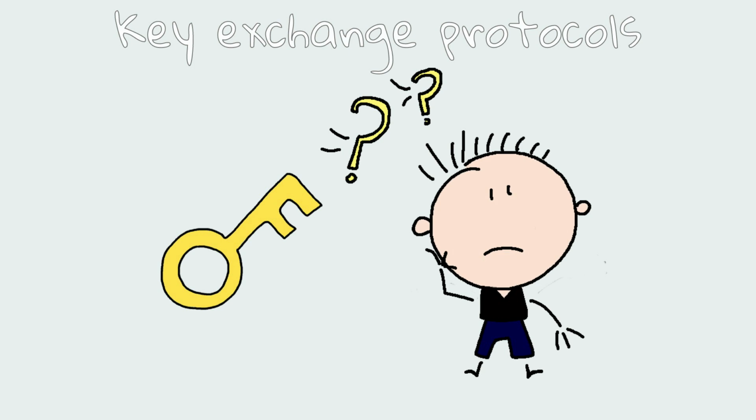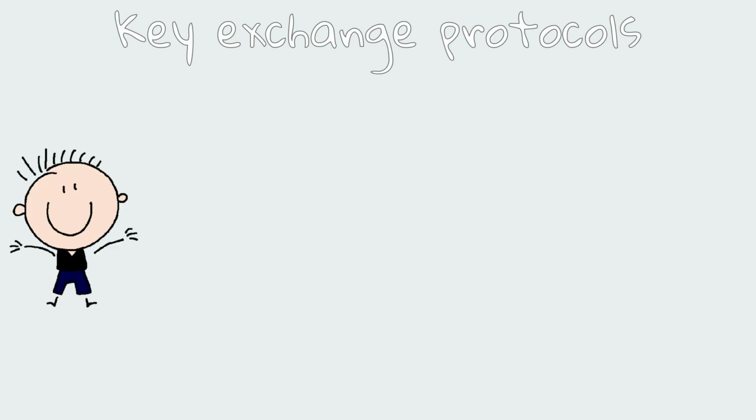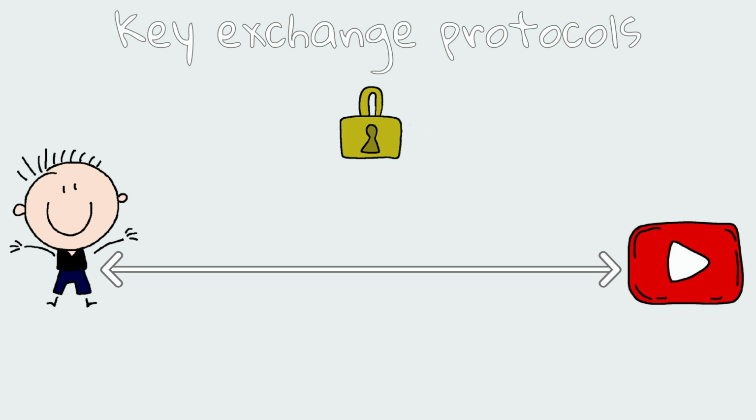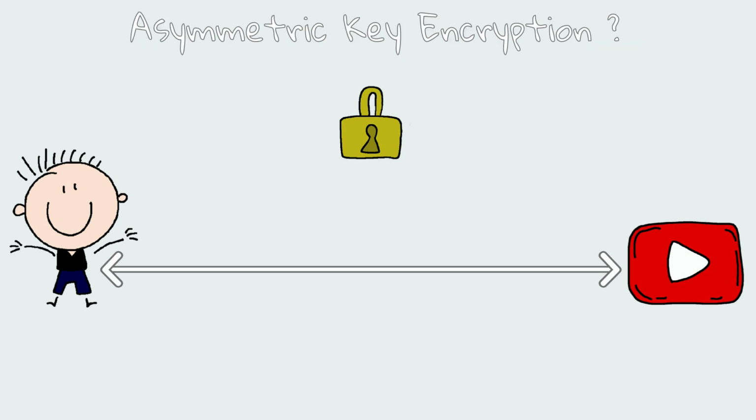What is our end goal here? What are we trying to accomplish? Well, our end goal is to have the client and the server, say JP and YouTube, use encryption when communicating. You might think that we could have them use asymmetric key encryption. Actually, it's a bad idea.